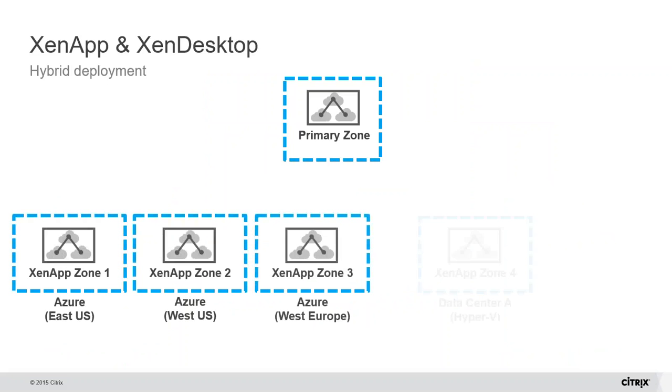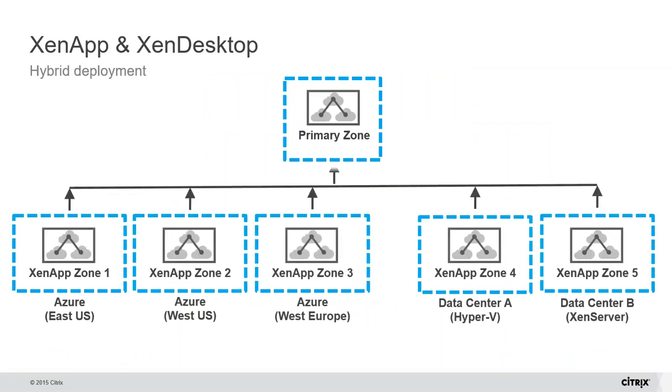And so if you look at this from a grander perspective, what you end up seeing is that within a single implementation, you can have a XenApp and XenDesktop site that spans multiple data centers as well as multiple cloud resource zones. So I can be using Azure in the East, Azure in the West, and Azure in Western Europe, as well as connecting to multiple data centers, and it's all managed as a single entity.